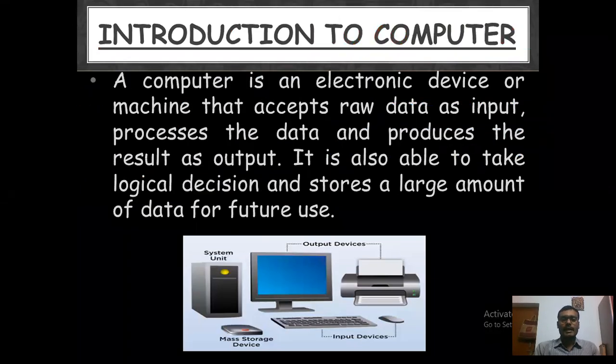A computer is an electronic device or machine that accepts raw data as input, processes the data, and produces the result as output. Means a computer does the following three operations. First, it accepts the data. Second, it processes the data. And third, it produces the output. And it is also capable of taking logical decisions and stores a large amount of data for future use.